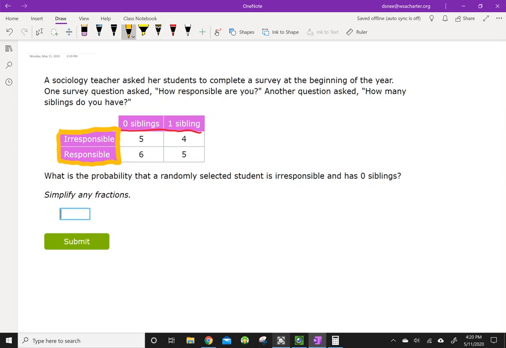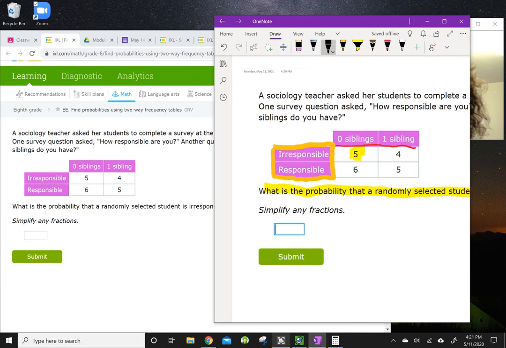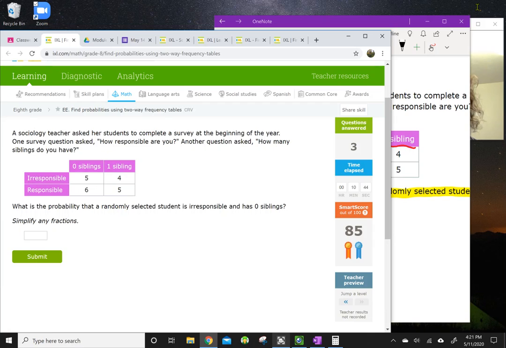Okay, and we're trying to find what is the probability that a student is irresponsible and has 0 siblings. So we want both irresponsible and 0 siblings, so that's that value right there. So that's 5 out of the total number of people. So that's 5 out of 20, which is reduced to 1 out of 4, right? Which is equal to 0.25. So let's see if that works. Let's see if 0.25 will work in there. 0.25.